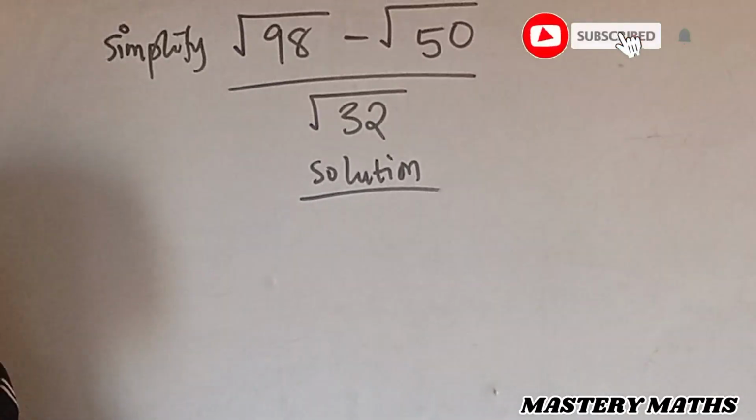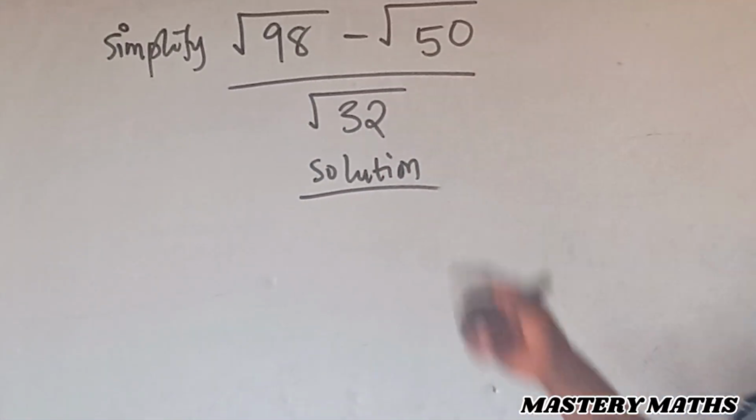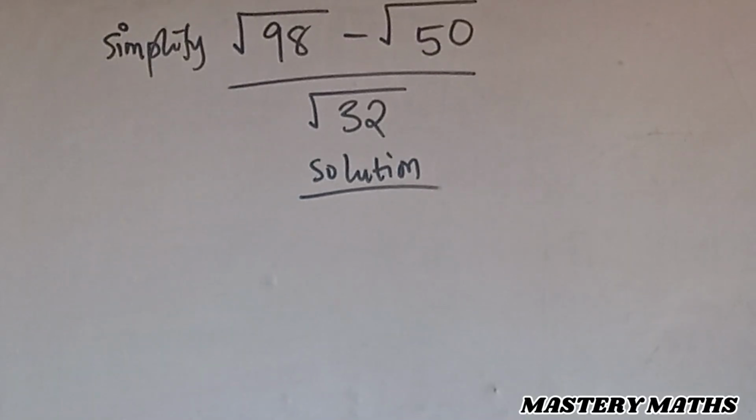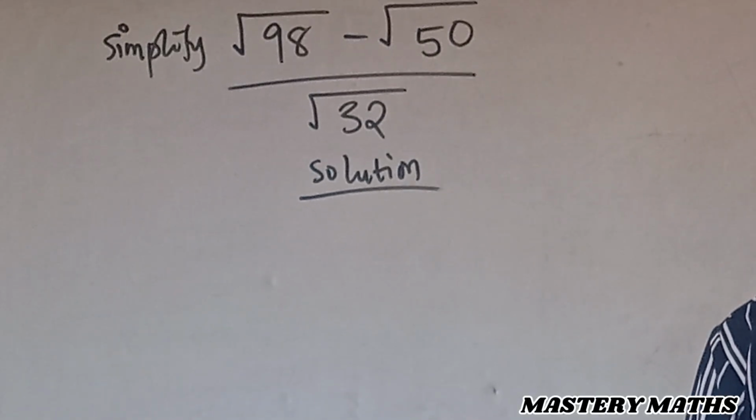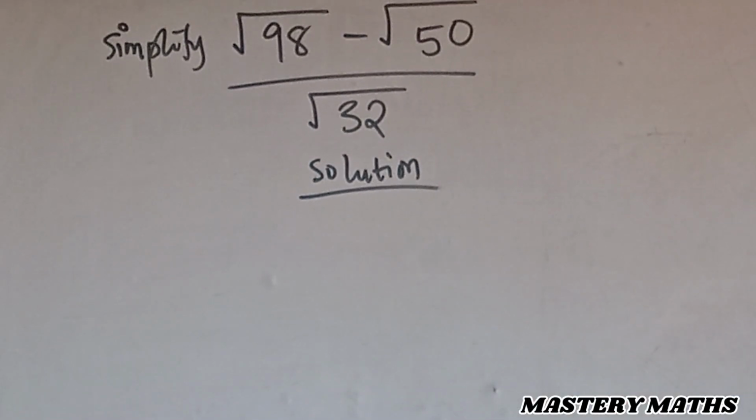On the board, you have: simplify (√98 − √50) all over √32. Now, how do we simplify this? You simplify them first by looking for a rational and irrational number, the rational and irrational of both of them. Now, how do we look for them?